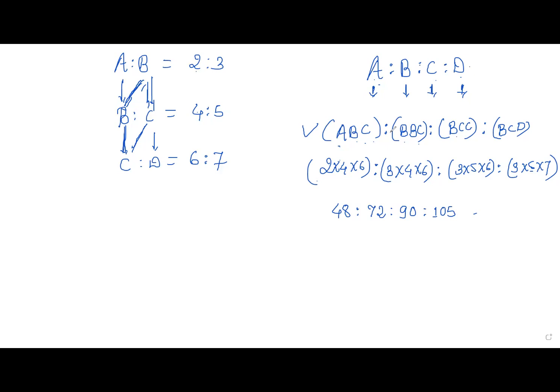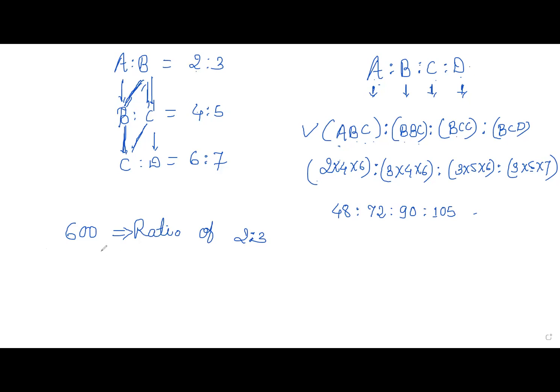Going for the next example. Divide 600 in the ratio of 2:3. Divide 600 in the ratio of 2:3. Whatever examples I am taking here, all are basic examples, based on the basic concepts, which are the useful tricks to solve the examples related to ratio and proportion.